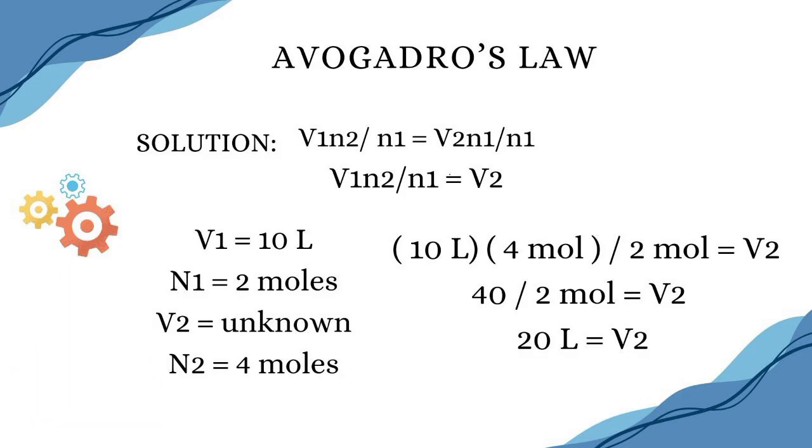Our formula is V2 equals V1 times N2 over N1. Ang volume ng ating V1 ay 10 liters, while ang ating N2 is 4 moles, and ang ating N1 is 2 moles. Then, i-multiply natin ang V1 at saka ang N2. So, makakakuha tayo dito ng 40, i-cancel out natin ang mole, ang ilalagay natin is liters. And then 40 divided by 2 is 20. So ang volume ng ating V2 is 20 liters.